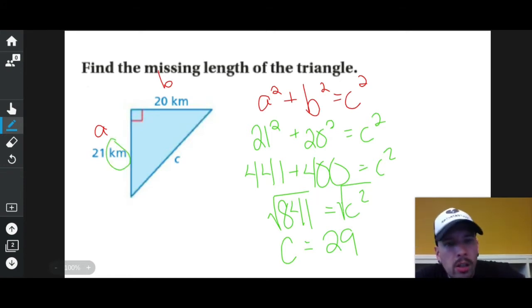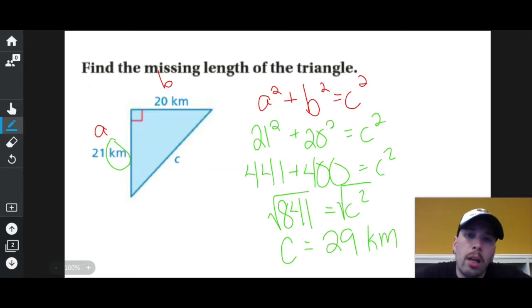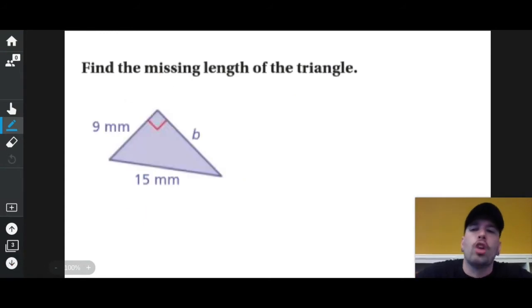My unit is kilometers. So that means my answer is 29 kilometers, which makes sense. If 29 is supposed to be longer than 20 and 21, and 29 is supposed to be a shortcut, that seems to make sense. The numbers match up.